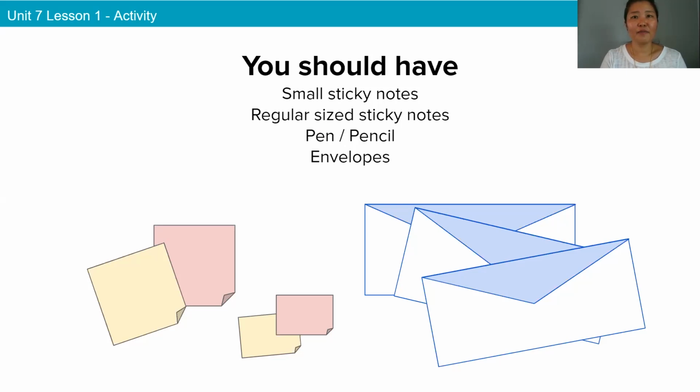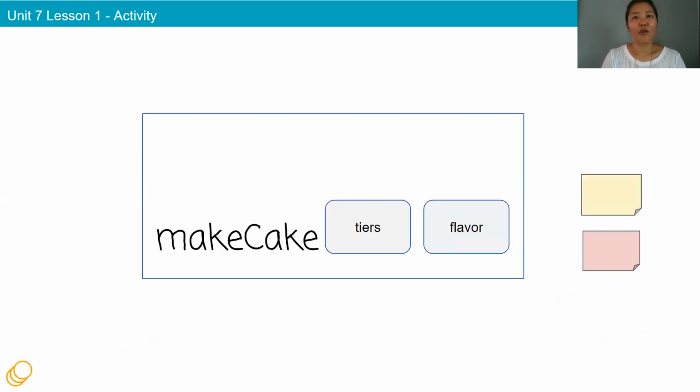Now that you have your items, let's pretend we're going to make a cake today. We're going to need to decide how many tiers our cake will have and what flavor our cake will be. For our purpose, I went ahead and decided on 3 layers and my favorite, lemon flavor.